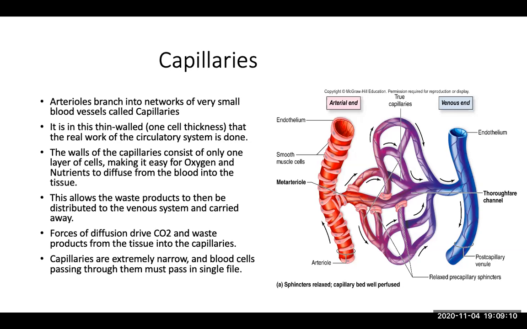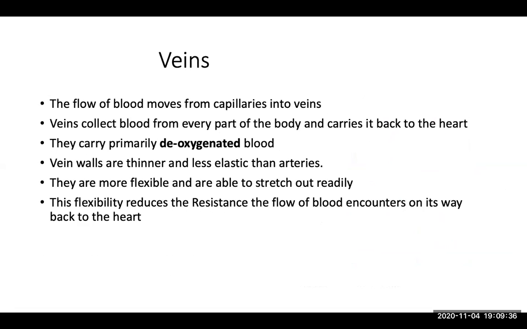The walls of the capillaries consist of only one layer of cells, making it easy for oxygen and nutrients to diffuse from the blood into the tissues. And this also allows your waste products to then be distributed to the venous system and carried away. The force of diffusion drives carbon dioxide and waste products from the tissue into the capillaries. Capillaries are extremely narrow, and blood cells will pass through them in a single file line.